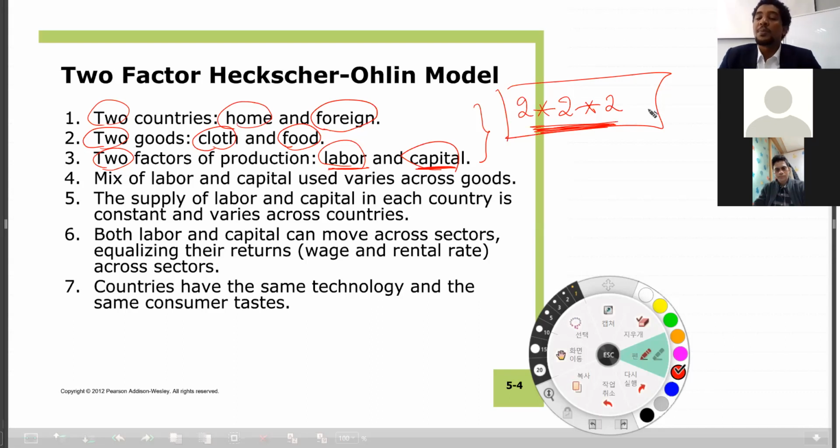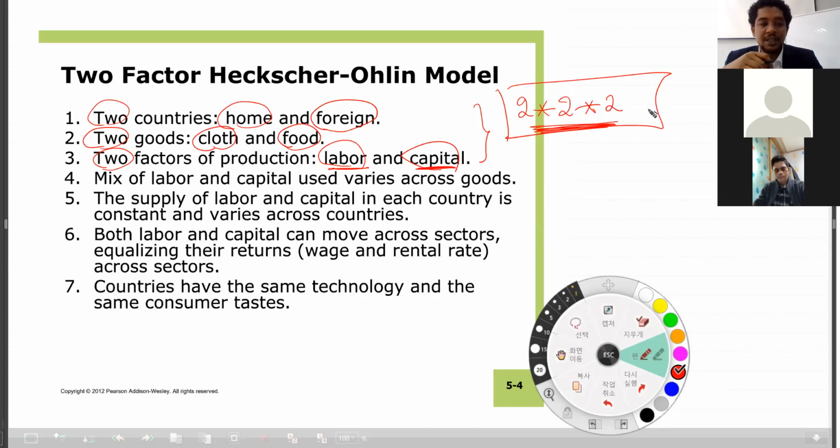So we'll talk about the fact that, for example, if wage is very high, are we better off producing more clothes or more food? Or if rental rate is higher, are we better off producing more clothes or more food? So we'll talk about this.